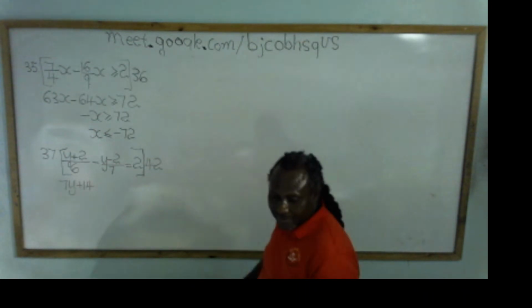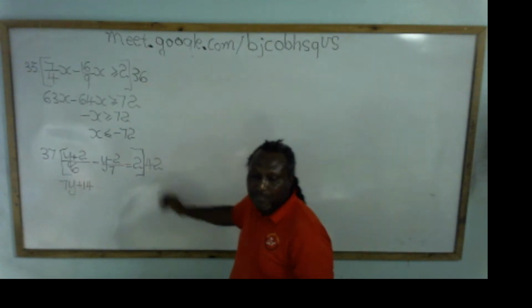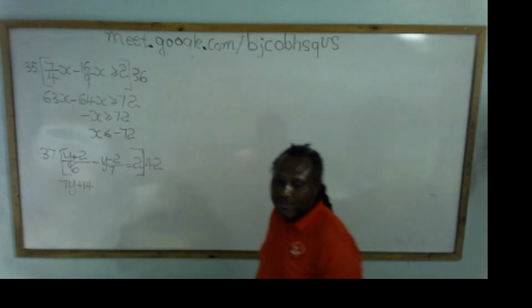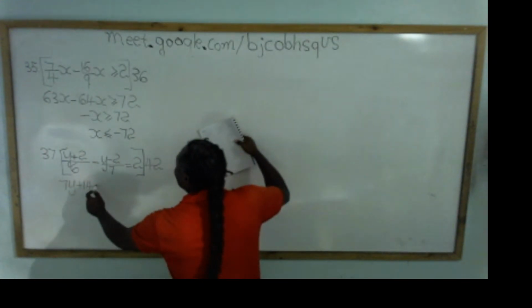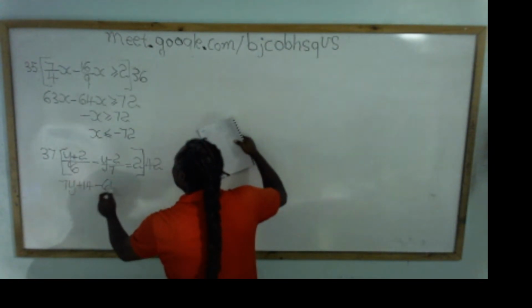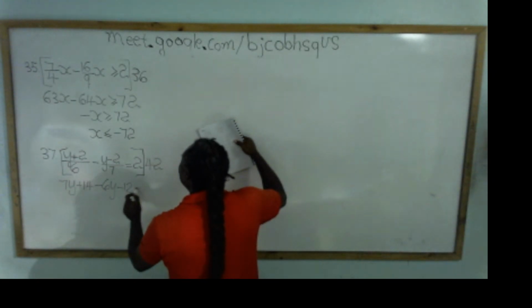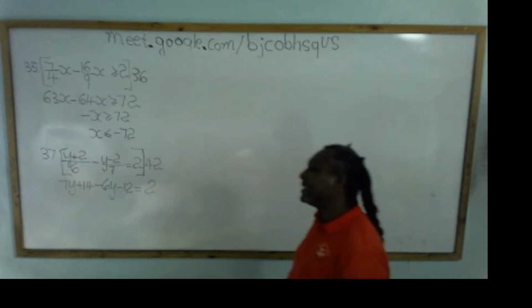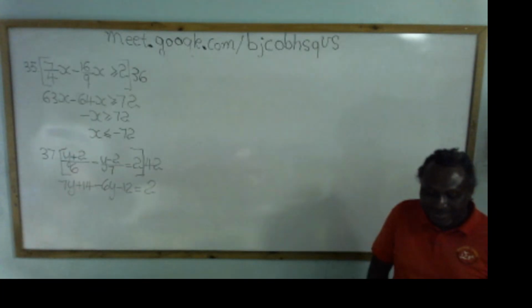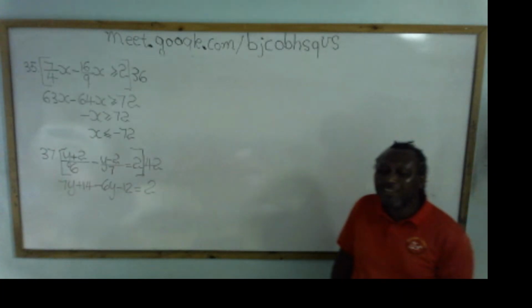7 into 42 is 6. So they'll do the same thing. 6 times y is 6y, and 6 times 2 is 12. Equal to 2. So in this case, the students would have made some horrendous mistakes.